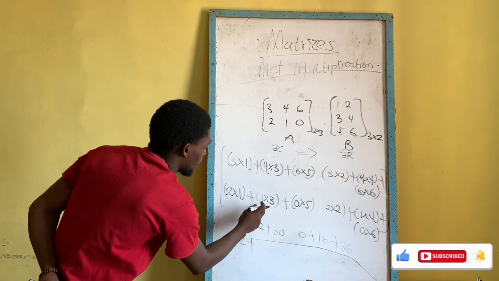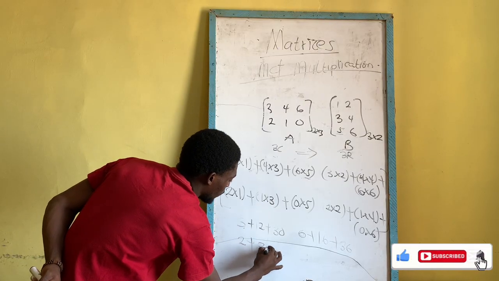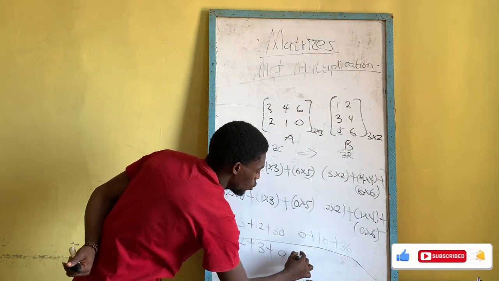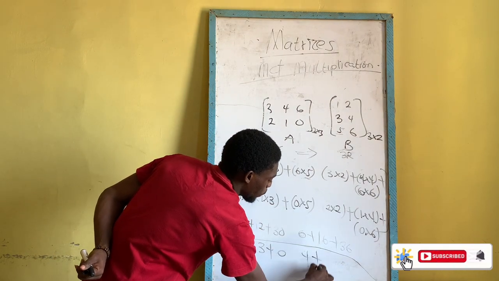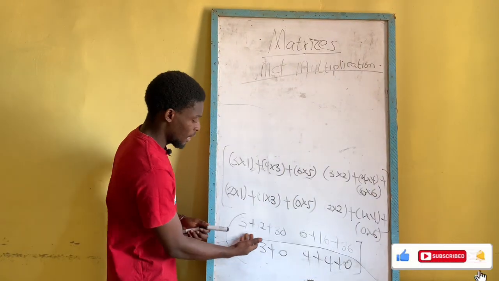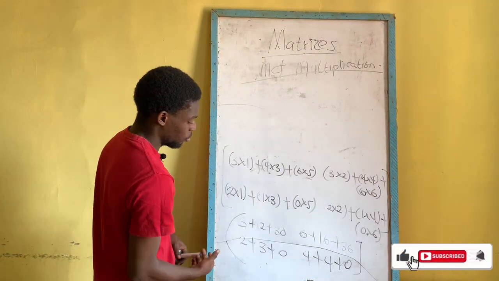Now 2 by 1 gives us 2, plus 3 by 1 gives us 3, plus 0 by 5 gives us 0. 2 by 2 gives us 4, plus 1 by 4 gives us 4, plus 0. So after finishing your multiplication, now you do your addition.